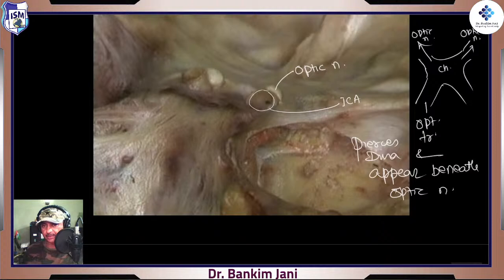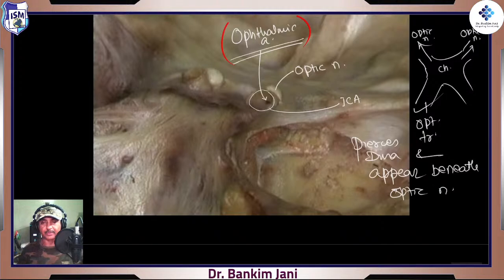And over here it will give one branch, and this is that branch, the ophthalmic artery. So that's the thing. It is this ophthalmic artery which is given off, and then it will go along with the optic nerve to that optic foramen or optic canal. The optic tract is here, and that's how it will travel. So this is the ophthalmic artery, which is a branch of the internal carotid artery.